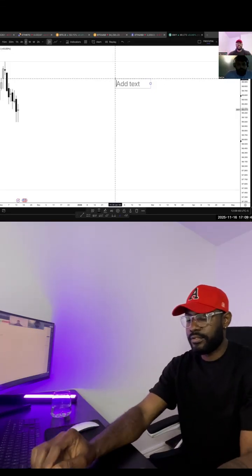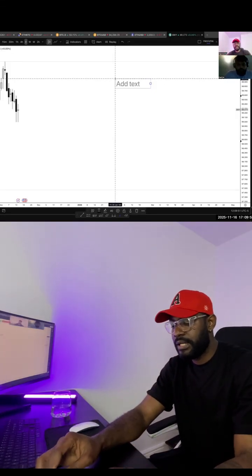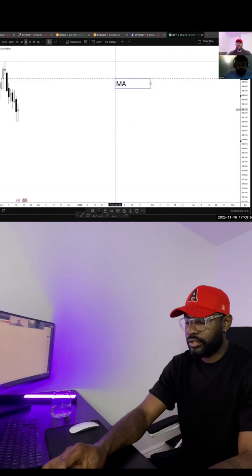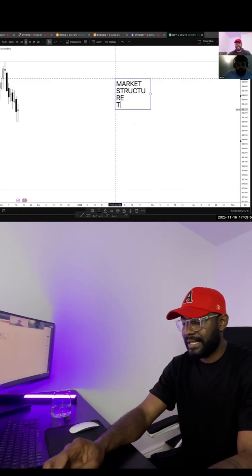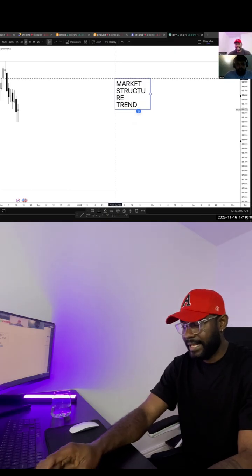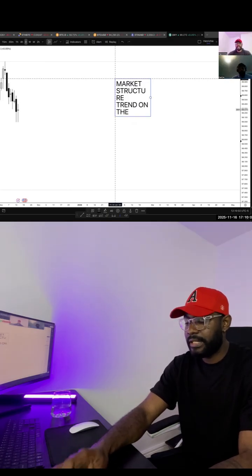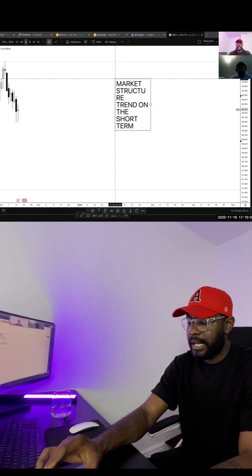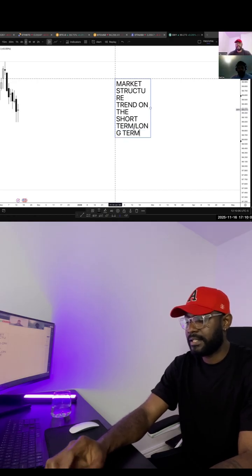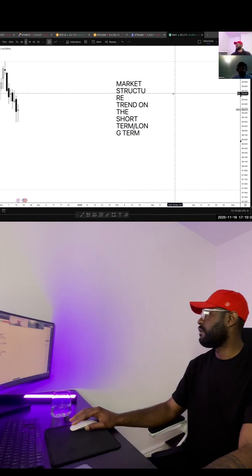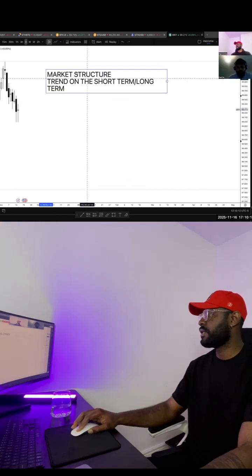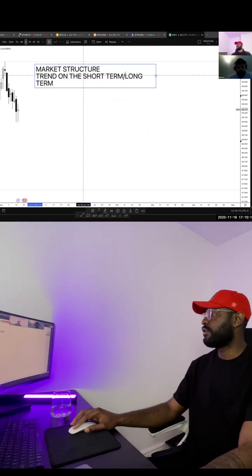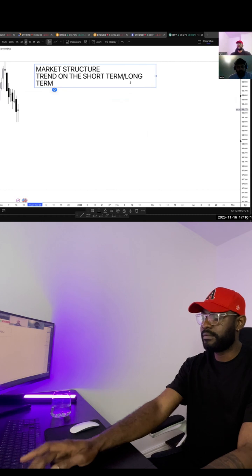This is the four sections. The very first one is going to be the market structure. This is what you're going to use to understand the trend, whether it's on the short-term perspective or the long-term perspective, and know how to get in, whether it's a short-term trade or long-term trade.